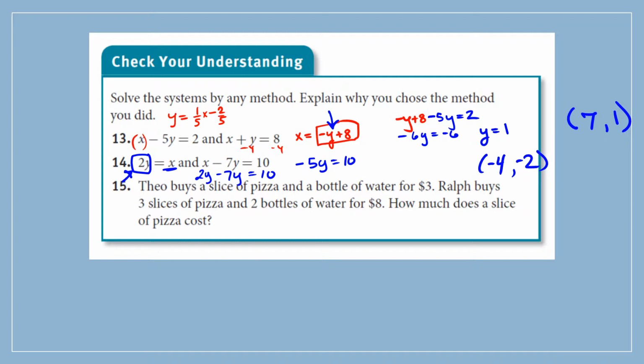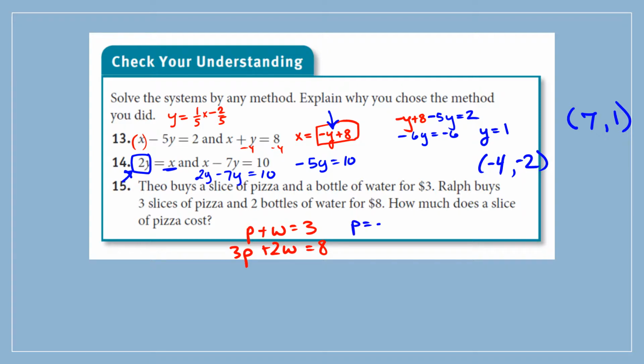And then 15 says Theo buys a slice of pizza and a bottle of water for $3. So pizza plus water was $3. And Ralph buys 3 slices of pizza and 2 bottles of water for $8. Now this one wouldn't be too bad to graph. You could do it by graphing. I don't have a piece of graph paper handy right here, so I'm going to do substitution again.